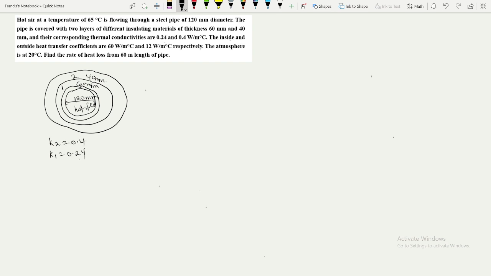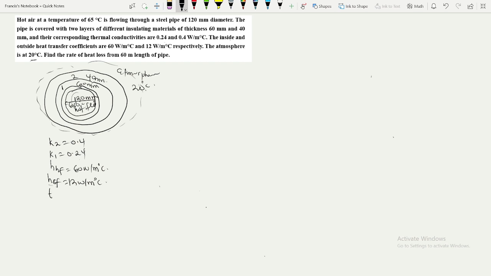The inside and outside heat transfer coefficients. The inside is as a result of the hot fluid here, right? So HHF is 60 watts per meter squared degree Celsius. And then the outside, the atmosphere is at 20 degrees Celsius. The hot air was at 65. I'm calling the atmosphere the cold fluid, so HCF is 12 watts per meter squared degree Celsius.